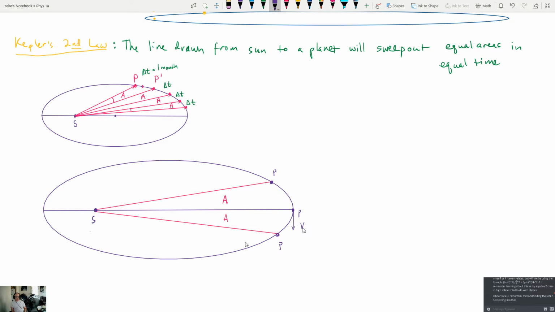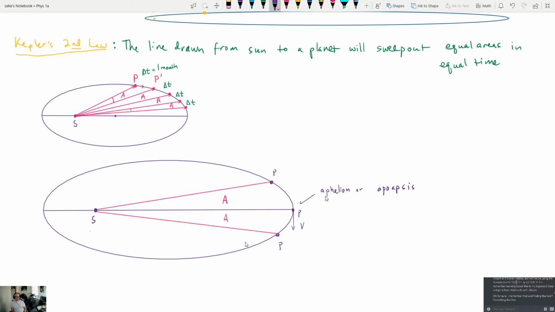And I'm going to mention something about orbits, which is, this is the sun, right? This point, which is the farthest point away from the sun, is called the Aphelion. Or in general, it's called the Apoapsis.